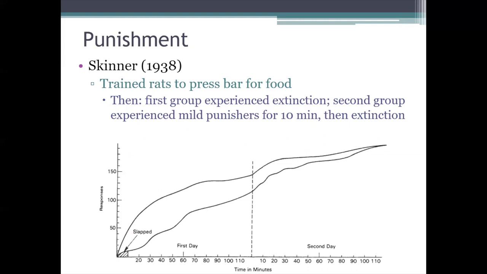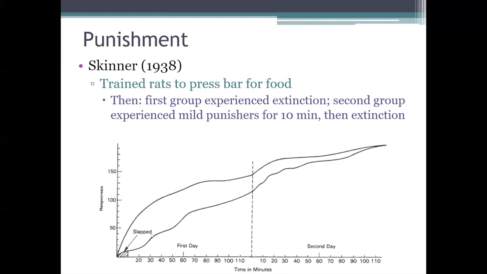And he punished the other group of rats by having the bar sort of slap upward against their paws whenever they pressed it. And so in that second group, not only are they not getting the reinforcer now for pressing the bar, they're also getting this mild punisher in the form of that little slap. And as you can see in this cumulative record, the punished rats did show an immediate reduction in bar pressing compared to the extinction rats.